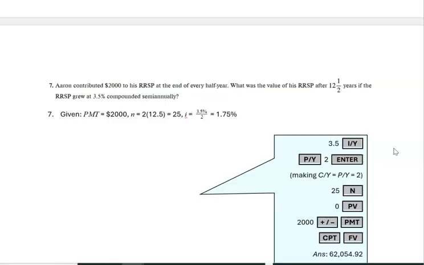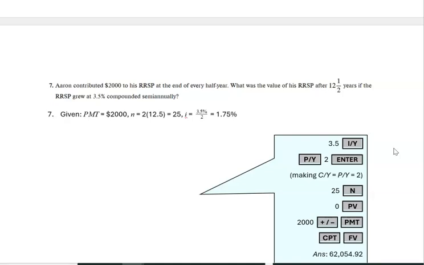So when you put it into your calculator, we have 3.5 IY. Okay, then you need to go to the second level. So you want to hit second IY to get to the PY level, and you put in 2, enter. If you arrow down, it'll show you that CY is also 2. So as soon as you change the payments per year, it automatically changes the compounding per year. Once we get into the next unit, you'll see that sometimes they're not the same, but for these examples they are.